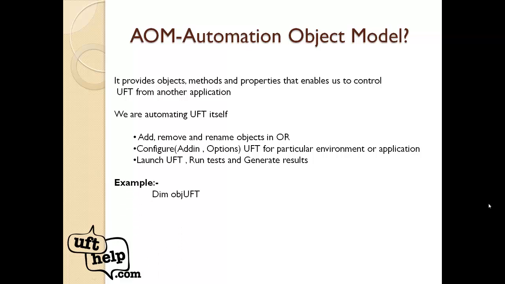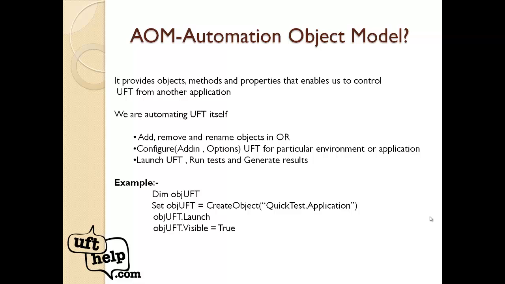As an example scenario of how to create an AOM: firstly I am declaring a variable, then I am using the CreateObject function to create an object of AOM, using QuickTest.Application. After the object is created, I will utilize the properties and methods of that object to automate UFT itself. Firstly I am launching UFT using the Launch method, and I am making it visible. So that was the basic flow of how we utilize our AOM model to automate UFT itself.